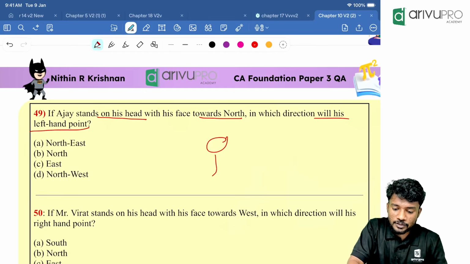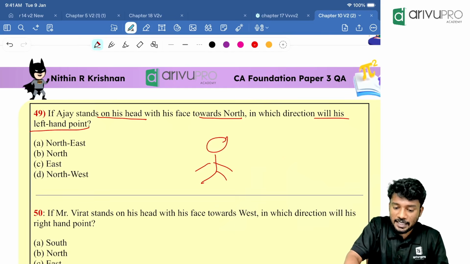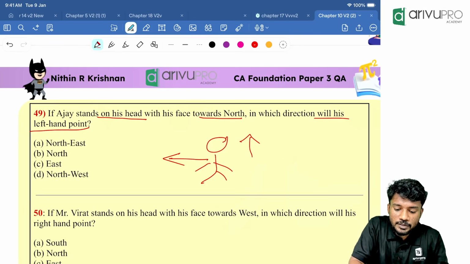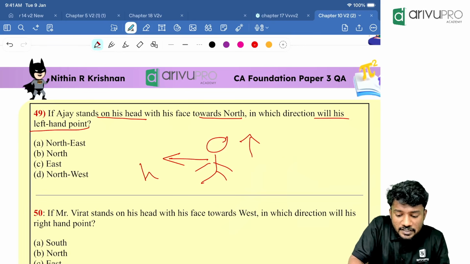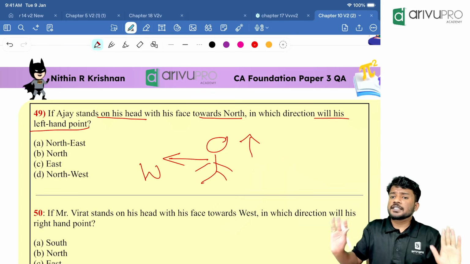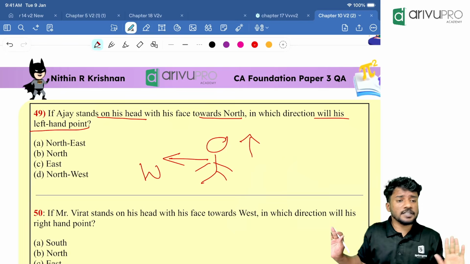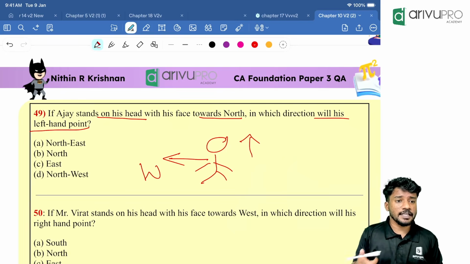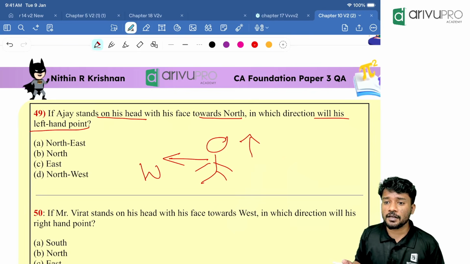Ajay is looking towards north. Normally, if Ajay is standing, Ajay is looking towards north. His left hand will be pointing towards which direction? The west direction. No matter what, Ajay is normally standing. That means his left hand is towards which direction? West direction. But in the question, is Ajay normal?